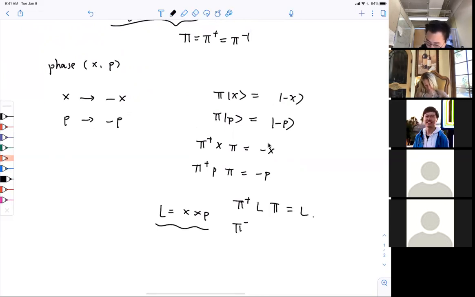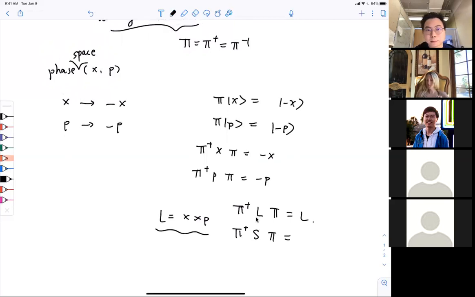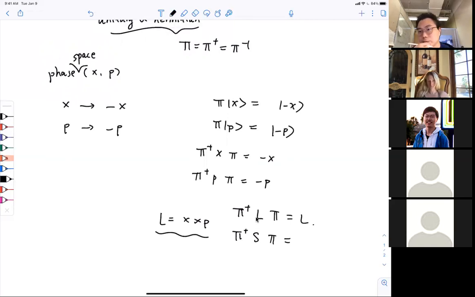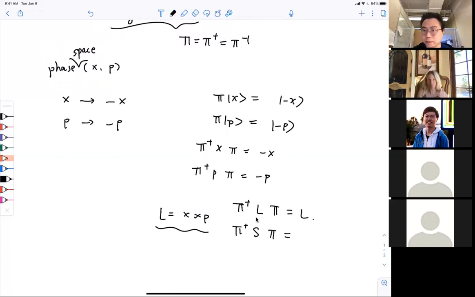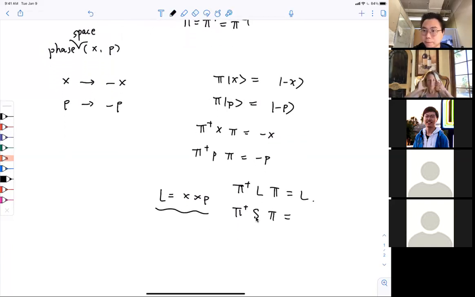By the way, what do you mean by phase of x and p? Sorry, phase space, right? Yeah, it's the space for classical mechanics, right? Mm-hmm. Yeah.